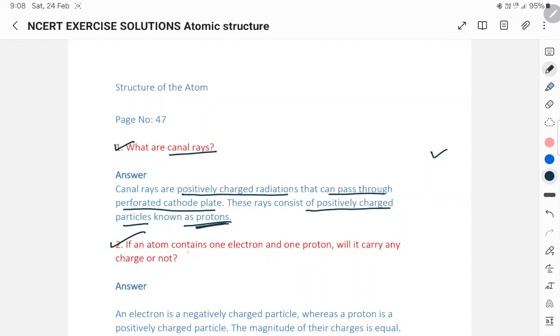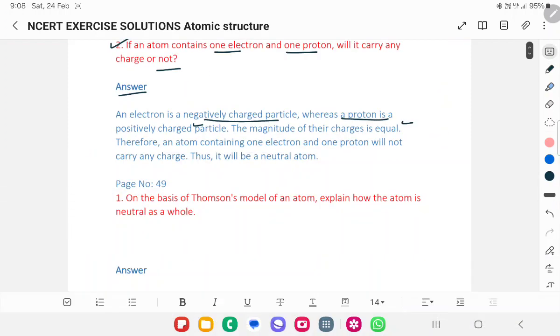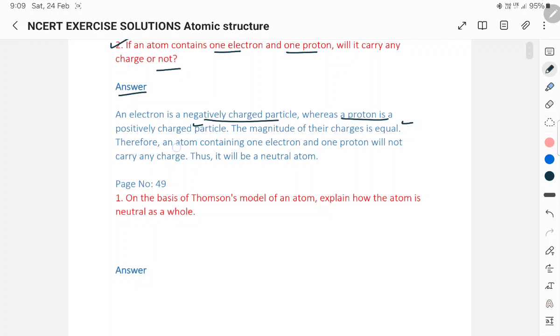Second question is, if an atom contains one electron and one proton, will it carry any charge or not? The answer is, an electron is a negatively charged particle, whereas a proton is a positively charged particle. The magnitude of their charges is equal. Therefore, an atom containing one electron and one proton will not carry any charge. Thus, it will be a neutral atom.